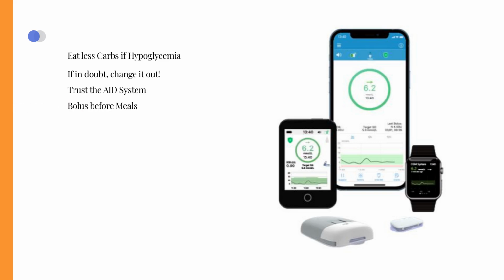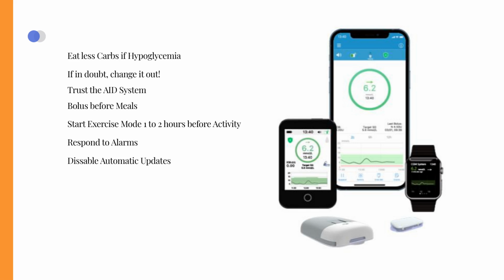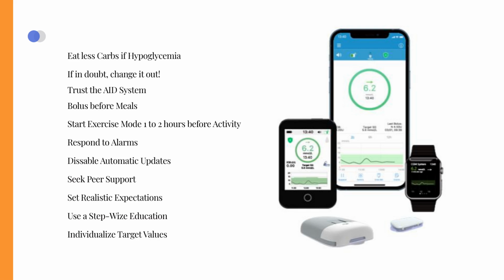timing meal boluses 15 minutes before meals, utilizing exercise mode 1 to 2 hours before activity, responding to alarms and being mindful of automatic updates on mobile phones, and seeking peer support for guidance and sharing experiences.